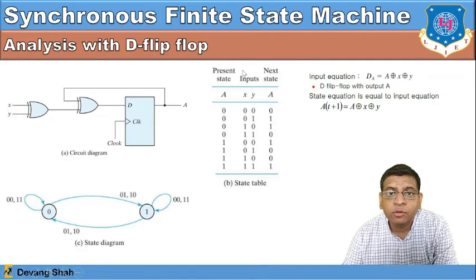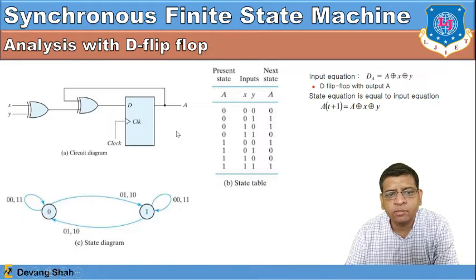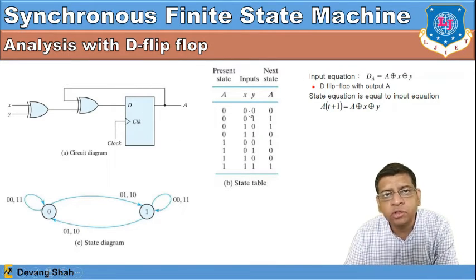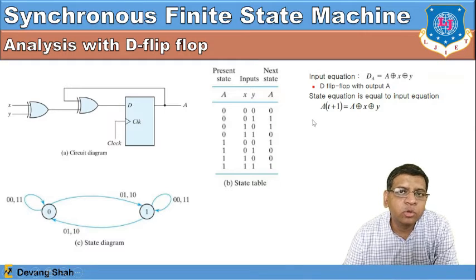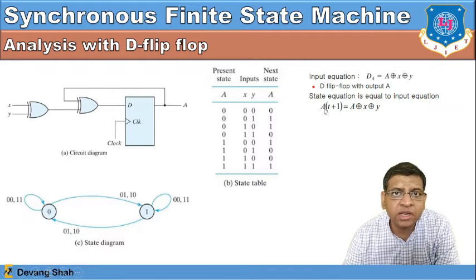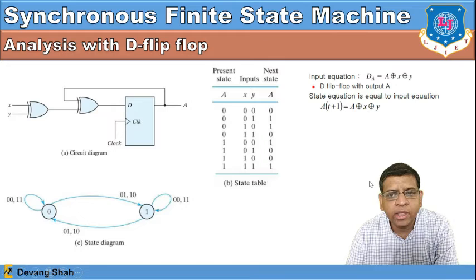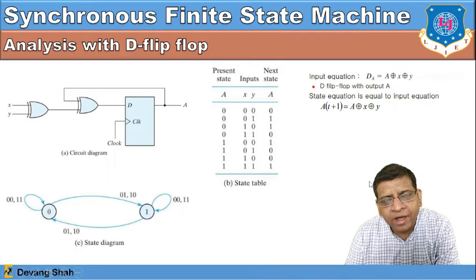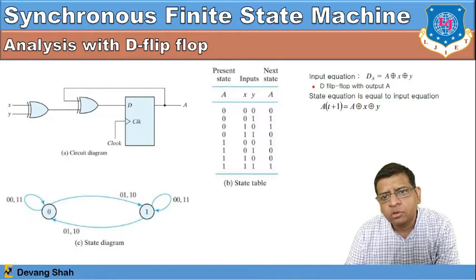So from this particular truth table you can draw the state diagram, or from the state diagram you can again draw the truth table. You need to understand how. So based on that particular equation, you can see the final equation of the next state: A of t plus 1 is equal to A XOR X XOR Y, right?